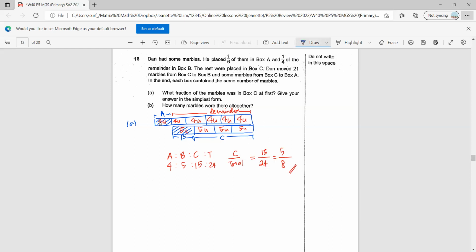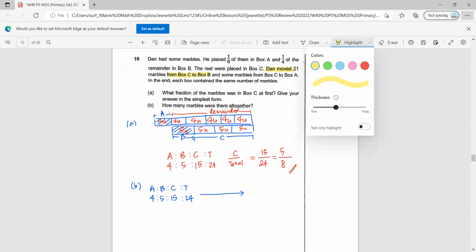Okay, let's look at part B. How many marbles were there all together? Okay, let's do a before change after. At first, the ratio is 4 to 5 to 15. The total is 24. Now there's a change, right? The change is that then moved 21 from C to B.